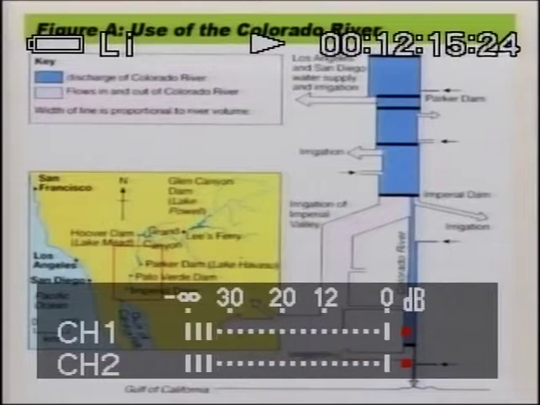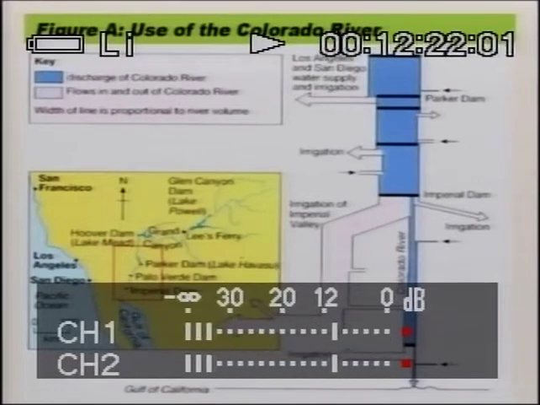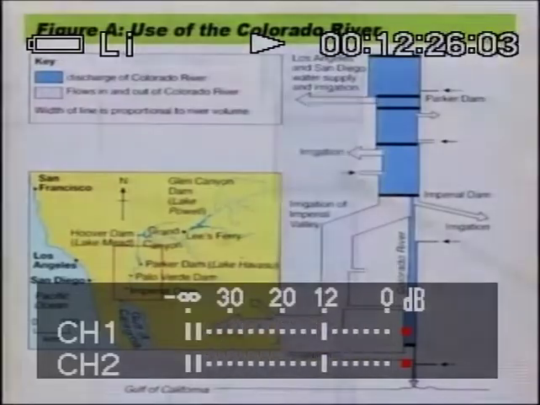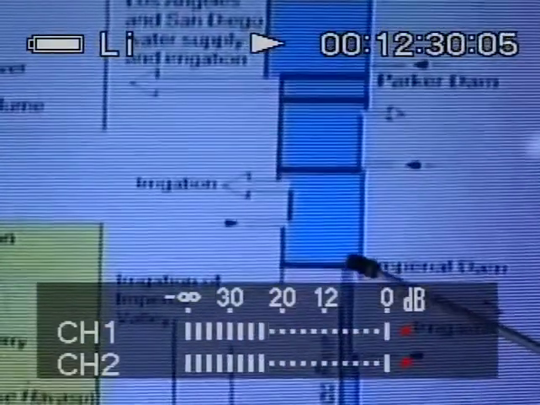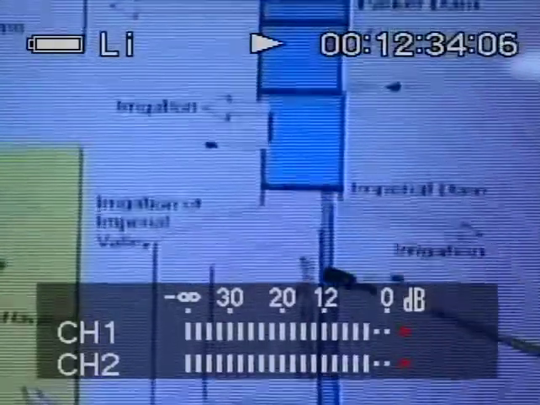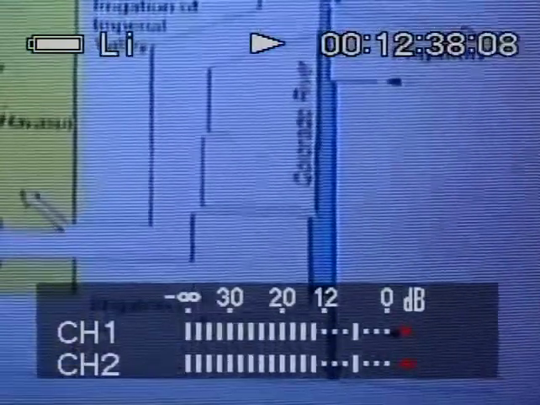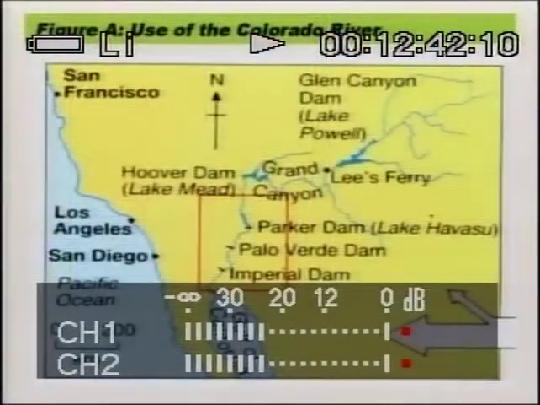Again, if you look at how the water is being used, a dam is built, more water is stored there. As it comes down, another dam is built, more water is stored there. As it comes down, another dam is built, again water is being stored there. And if you look at it, less is coming down to the mouth of the river. So the use of Colorado River is, again, very important.